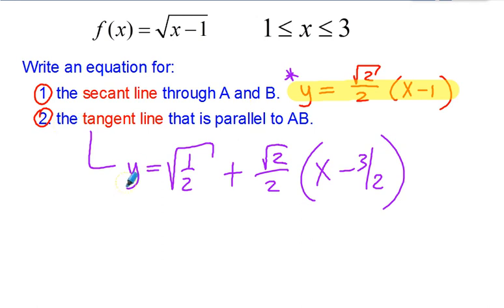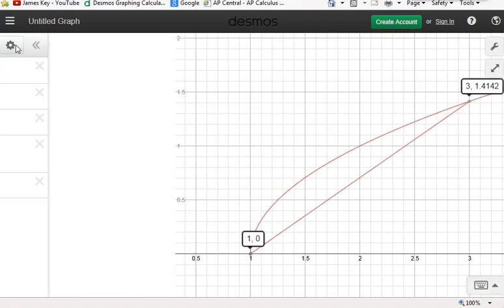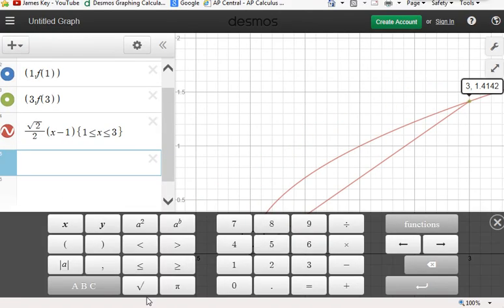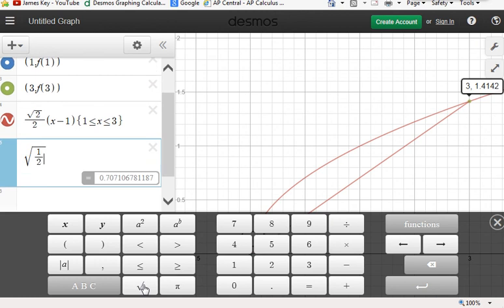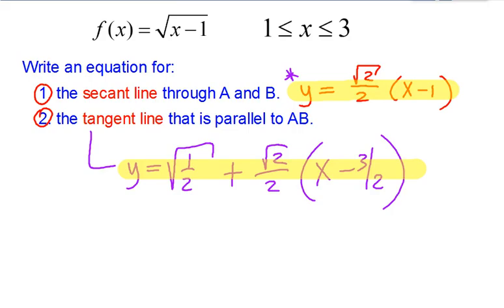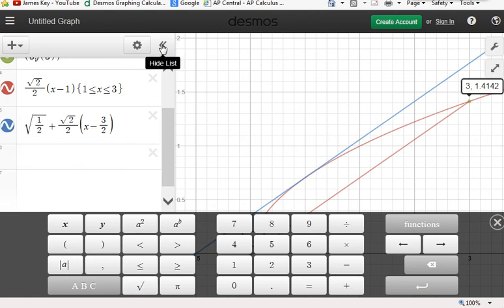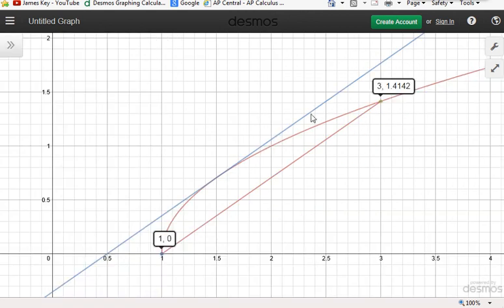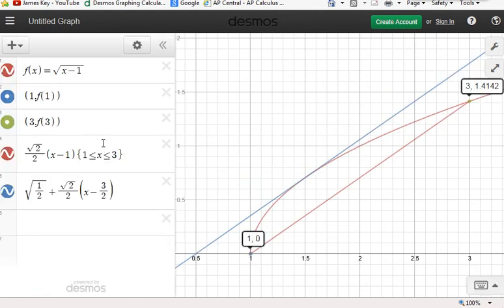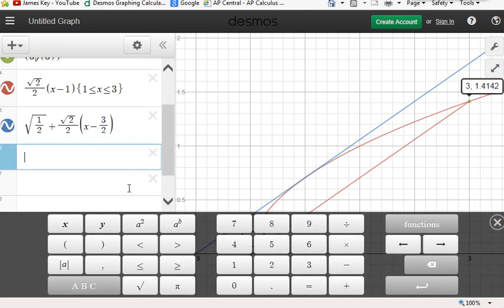Now let's go to the tangent line, and I'll type in this equation, the square root of 1/2 plus square root of 2/2 times x minus 3/2. And there we can see the blue line appears to be parallel to the red segment, which is a good thing. And let's do one more thing, which is to type in the special input.